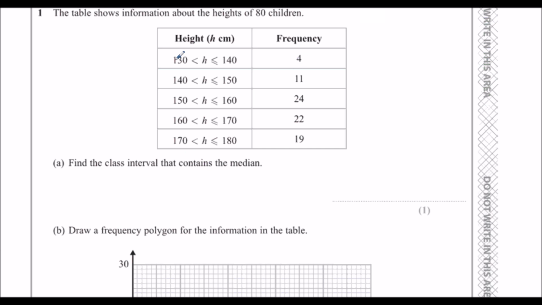We've got 4 between 130 and 140, and then another 11 between 140 and 150. So we're up to 15 children now. Then another 24 between 150 and 160. So that's 39 children up to 160. The 40th child must be in the next group, because there's another 22 in there. So the class interval that contains the median is 160 to 170.